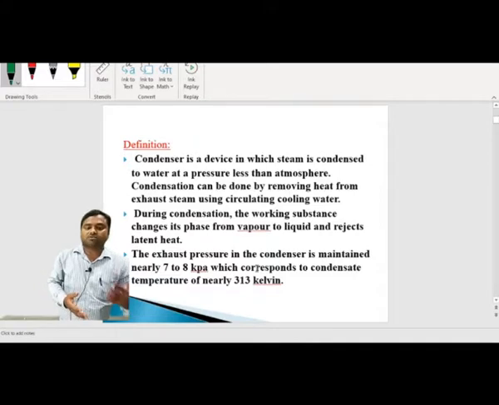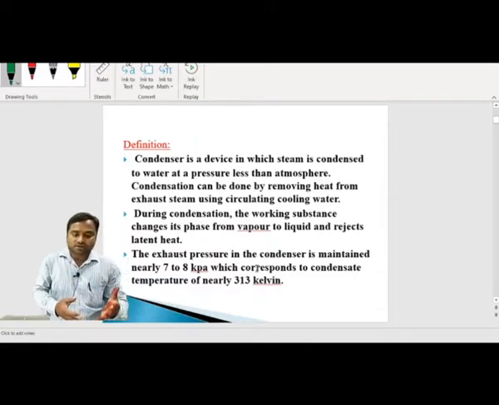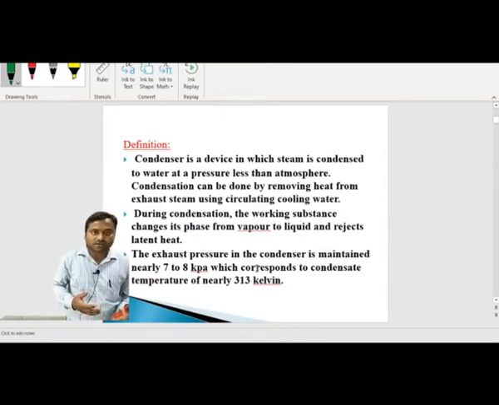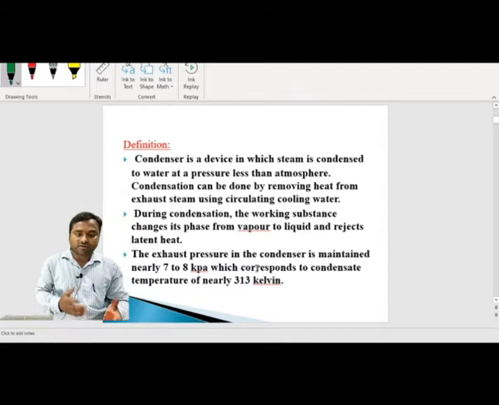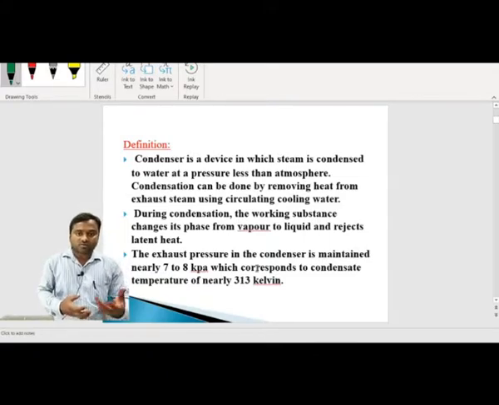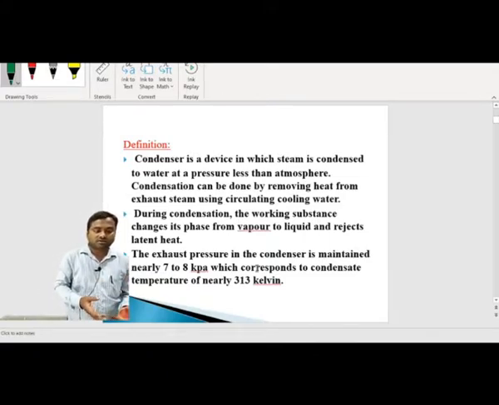Here, how is the steam converted into condensate? By circulating cooling water, heat is transferred from the steam to the cooling water. So we can say that a condenser is a heat exchanger which exchanges heat from hot steam to the cooling water. The steam in the vapor phase rejects heat equal to its latent heat and converts into the liquid phase. Okay, so it changes in this way.